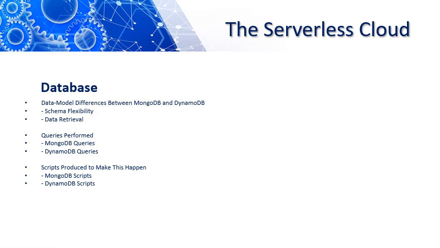Queries performed. With MongoDB, we can run complex queries, like using the find method or aggregation pipeline to filter data. DynamoDB focuses on simplicity with primary key queries, but allows for efficient lookup using partition and sort keys. And last, we have scripts for database operations. The scripts for MongoDB involve connecting to the database and writing specific query functions, while DynamoDB scripts focus on defining key-based operations using the Amazon Web Services SDK.